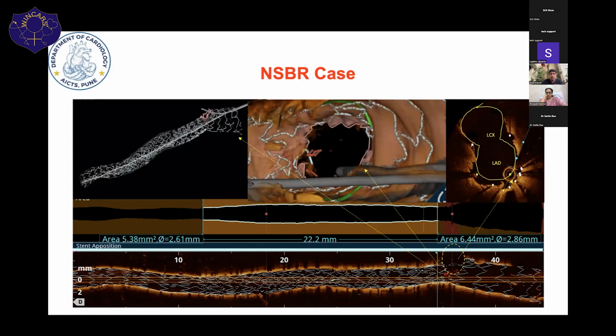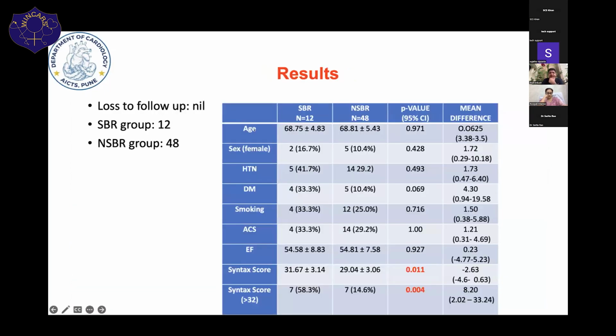So let me show you the result of our study. In this study, 12 patients developed side branch restenosis. When we did the bivariate analysis of all the cases, we found that in the baseline characteristics, the side branch restenosis group had a significantly higher SYNTAX score as compared to the NSBR group, and significantly more patients in the SBR group had a SYNTAX score of more than 32.